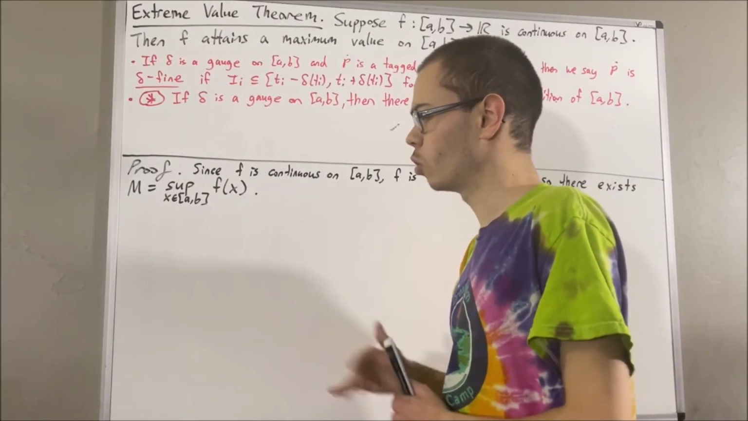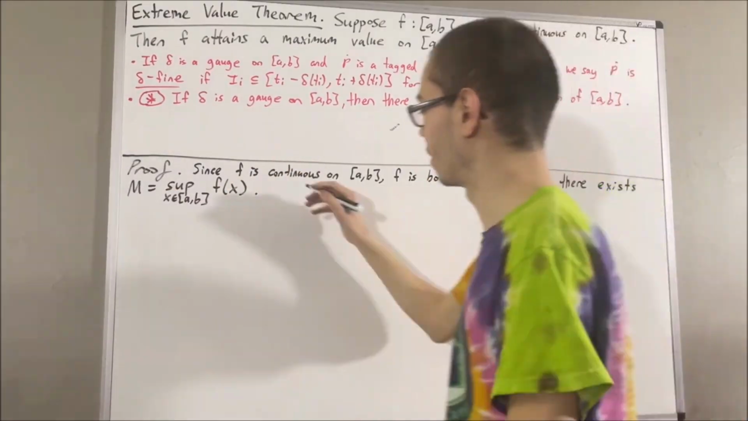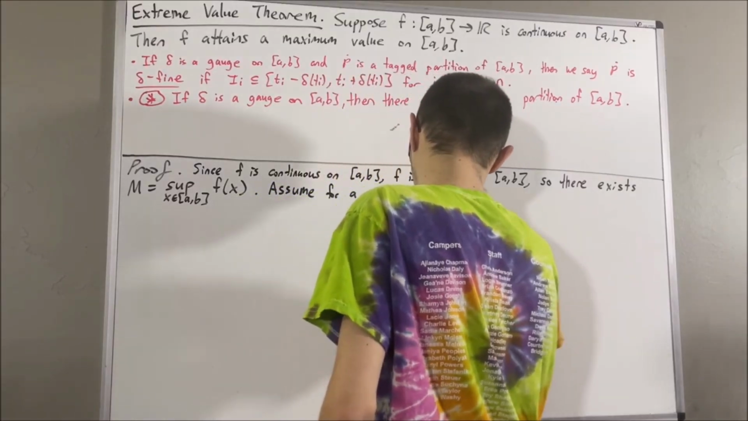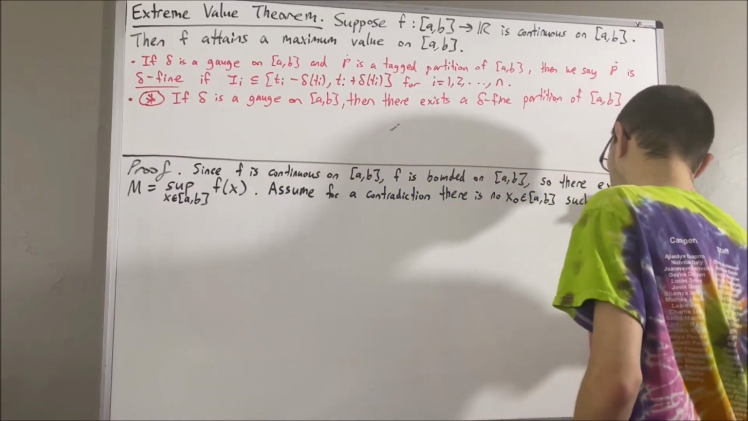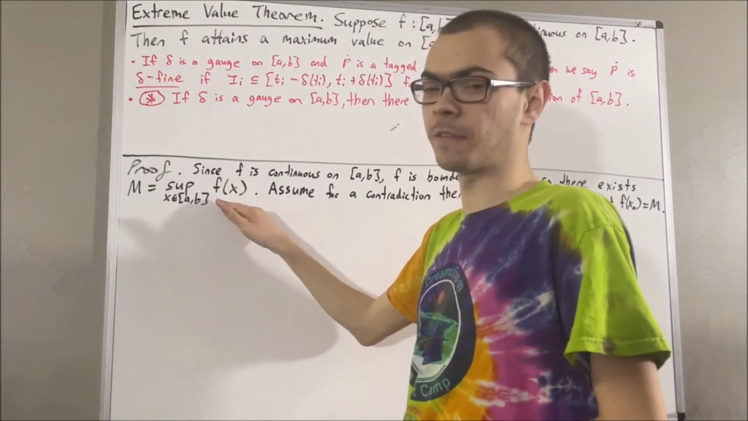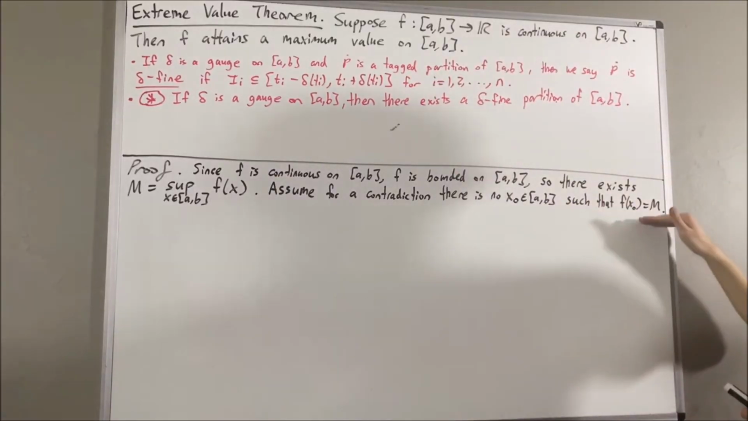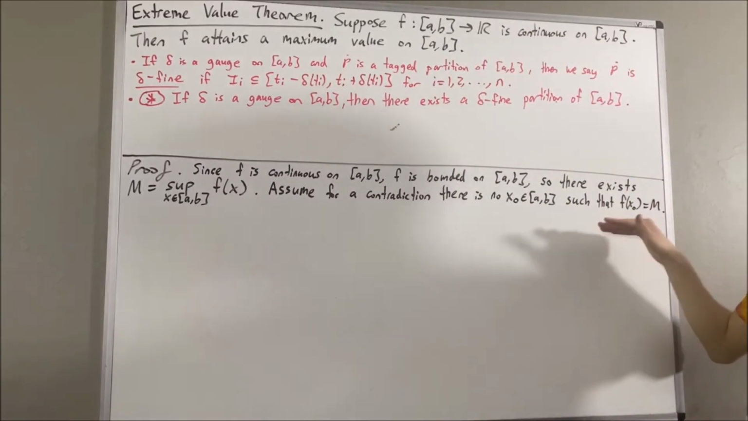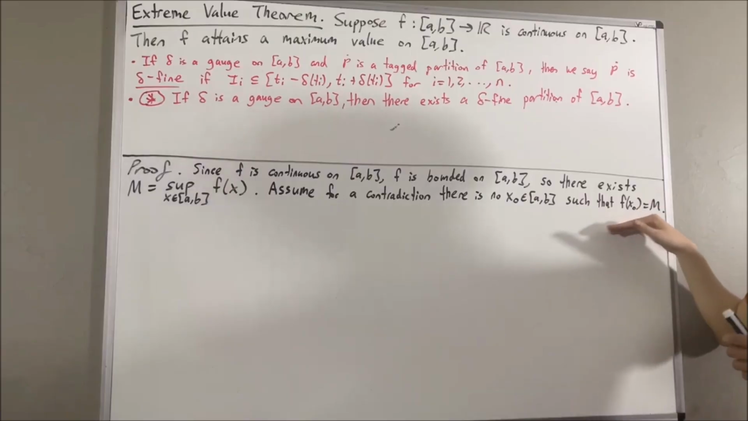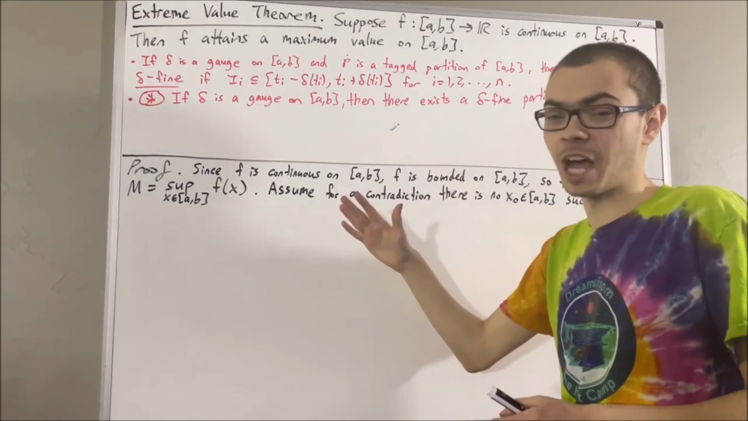And to show that, we'll assume for a contradiction that m is not an output value of the function f. Now we know that m is greater than or equal to every output value of the function f. But what we're assuming here is that m is not equal to any output value of the function f. So putting those two together, we must have that m is strictly greater than every output value of the function f.